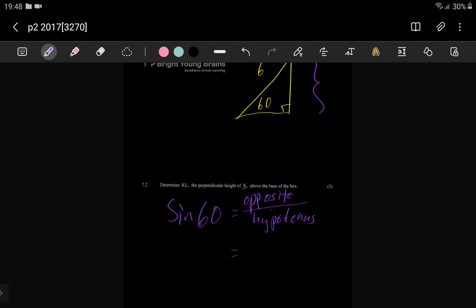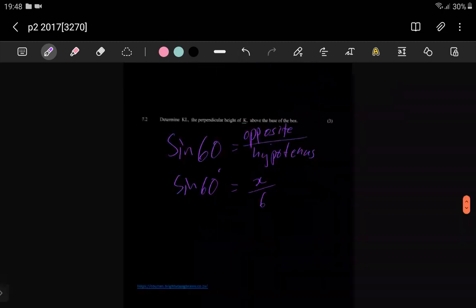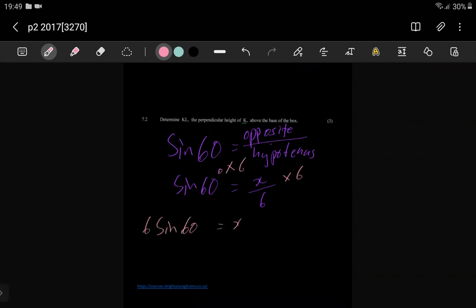Opposite, we don't have anything for it, so let's just use a variable x. Hypotenuse, we know it's 6, and then this is sine 60. Solving for x here, multiply by 6 on both sides. We have 6 sine 60 equal to x.